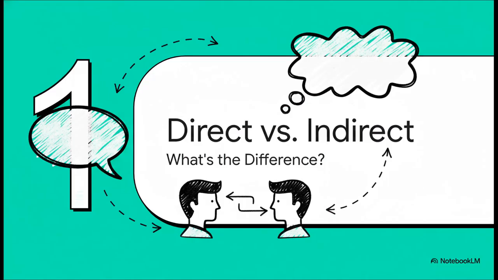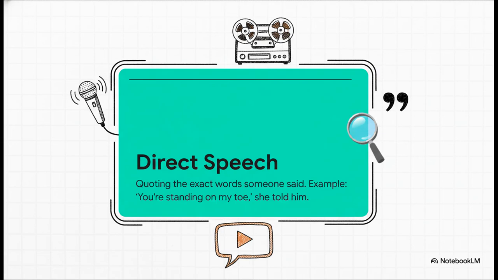All right, first things first. Let's get our key terms straight. Understanding this basic difference is really the key to getting it right every time. Direct speech is super simple. Think of it like hitting the record button on your phone. You're just repeating someone's exact words, word for word, and you wrap them up in quotation marks. It's literally a copy-paste of what they said.